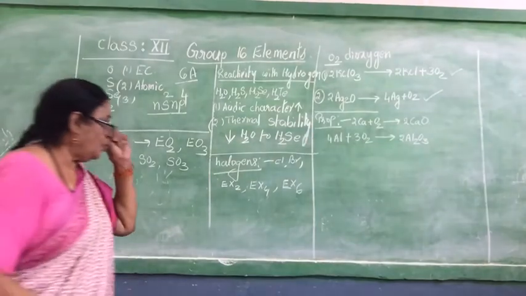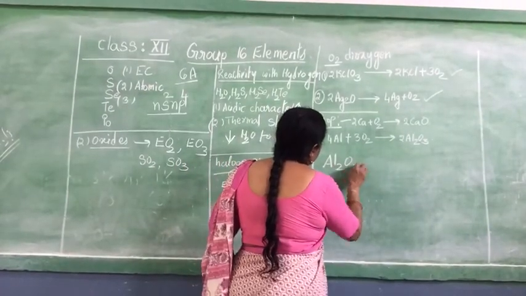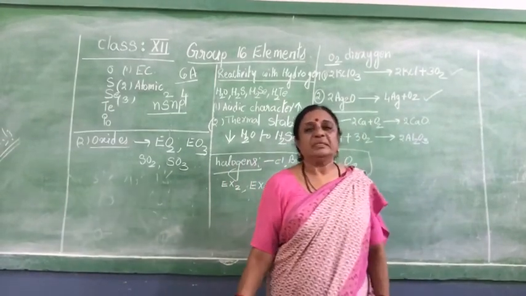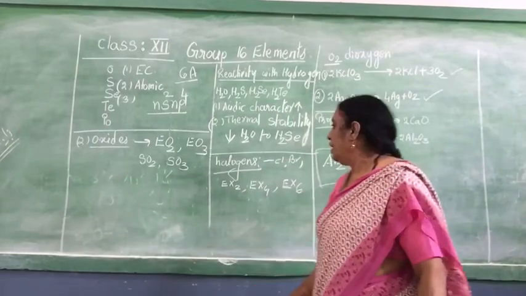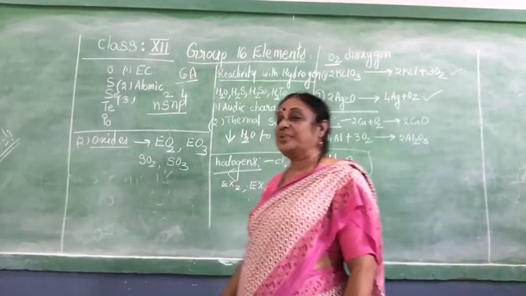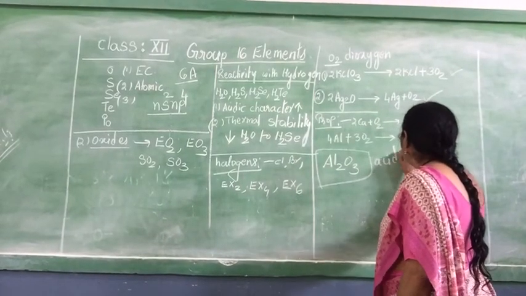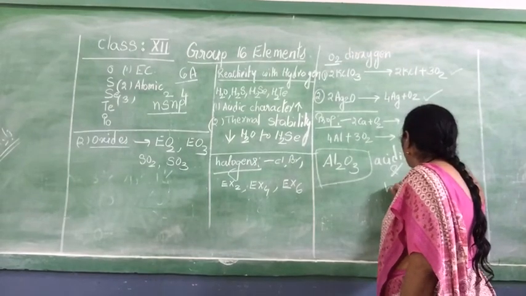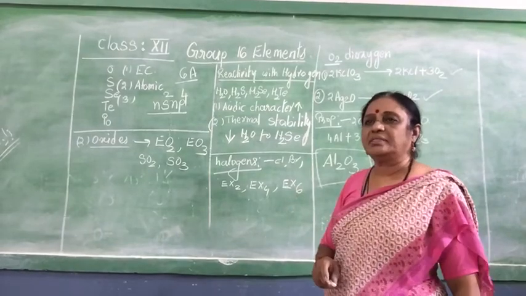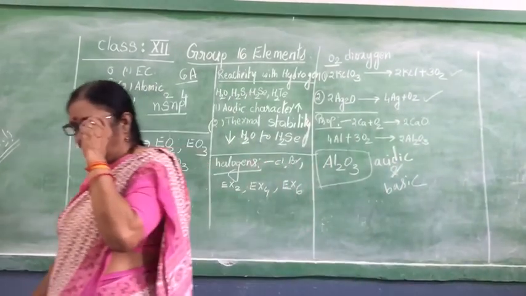Now Al2O3, children. This oxide is an amphoteric oxide. It shows both acidic and basic properties. Therefore, this aluminium oxide is an amphoteric oxide. Okay, children, clear? Now next point.